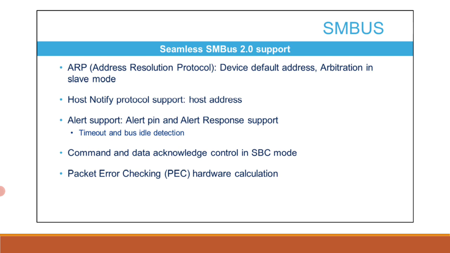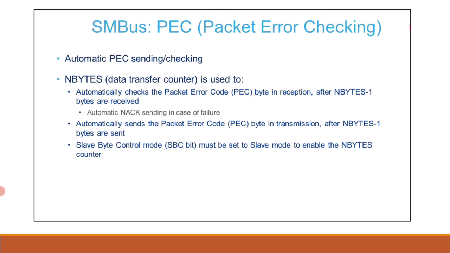Okay, let's dig a little deeper into the PEC, packet error checking. Automatic PEC sending or checking: N bytes, that is data transfer counter, is used to automatically check the packet error in reception after N bytes minus 1 byte are received. If the received PEC byte does not match the calculation, a not acknowledged, that is NACK, is automatically sent after the PEC byte.